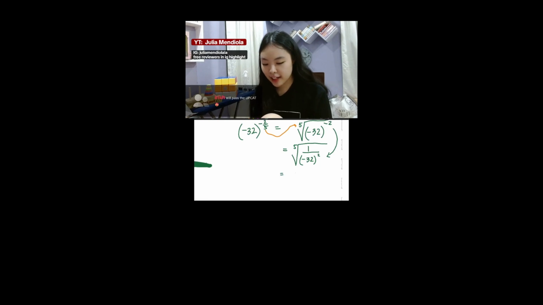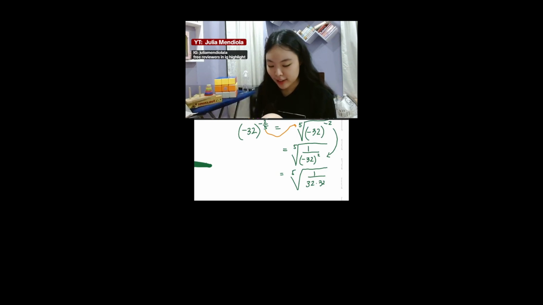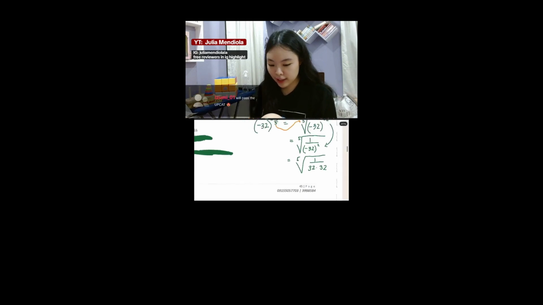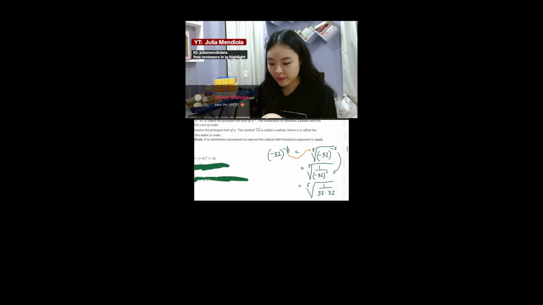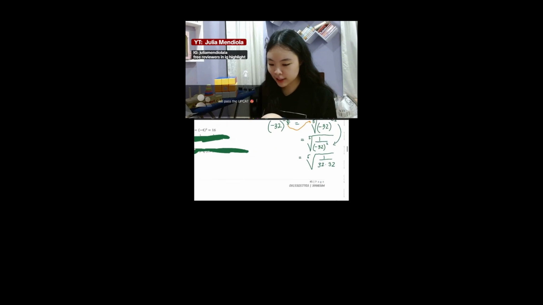Ang next step dyan ay fifth root, magiging positive 1 over 32 times 32, kasi ang squared ng negative ay magiging positive. So, magiging 32 times 32 siya. Tapos, ngayon na meron na tayo niyan, pwede na natin ihiwalay ang fifth root ng 1 sa taas, pati fifth root ng below. Okay? So, magiging fifth root ng nasa taas over fifth root ng nasa baba.